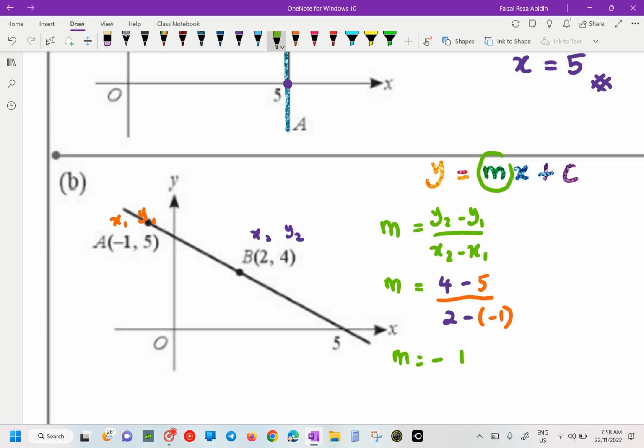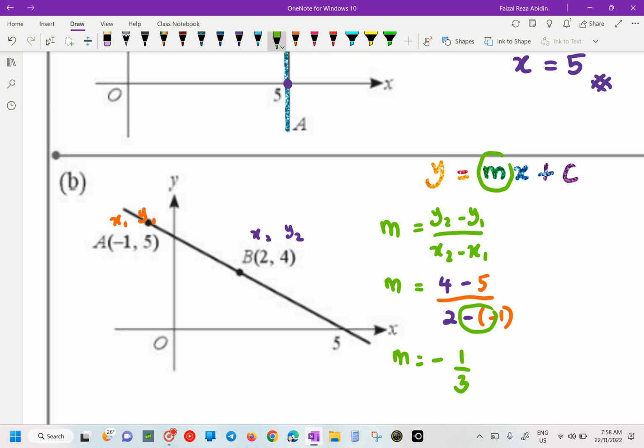2 plus 1, 3, is it? This one plus, right? Negative, negative, right? Okay, so did you have your gradient now? Yes, got already. Is it correct? If our line is going to decrease like that, it's going to be negative, isn't it? Yes. If we go increase, you are going to get a positive gradient.